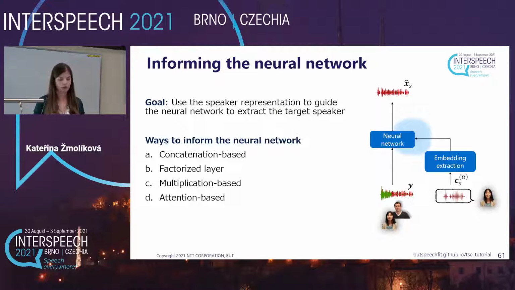So this first part was about how to get the speaker embedding from the enrollment utterance, and now we will look at how to use this embedding in the main neural network. The goal here is basically to modify the forward pass through the neural network in such a way so that it extracts the signal of the target speaker. There are different ways to do this, and I will cover 4 different methods: concatenation, factorized layer, multiplication, and attention-based.